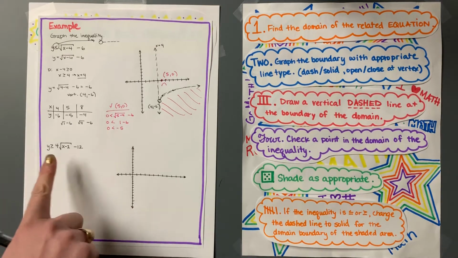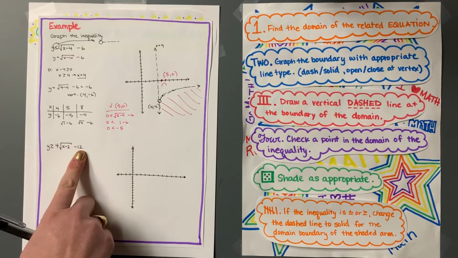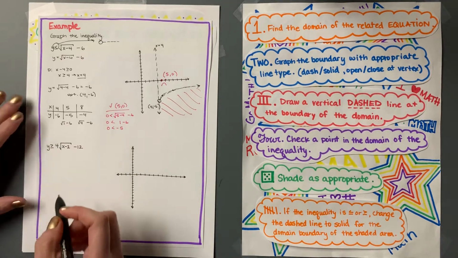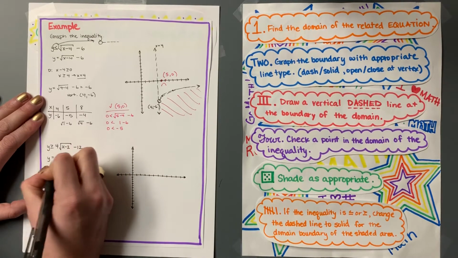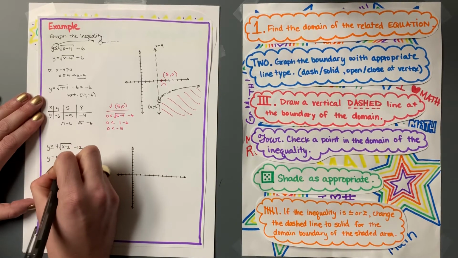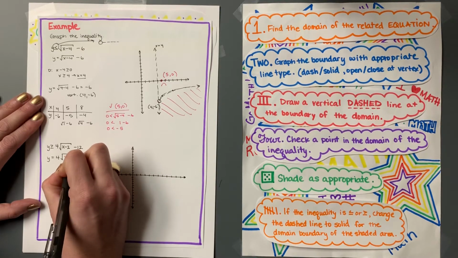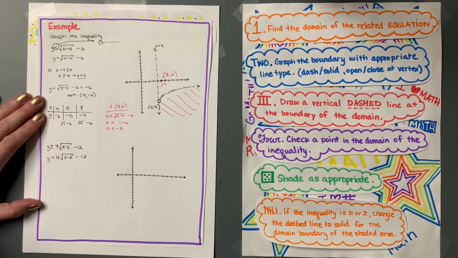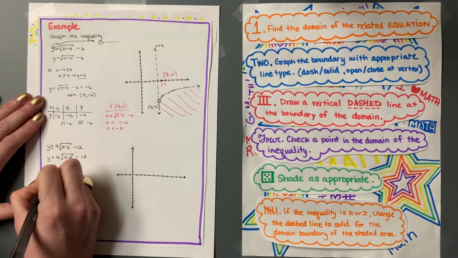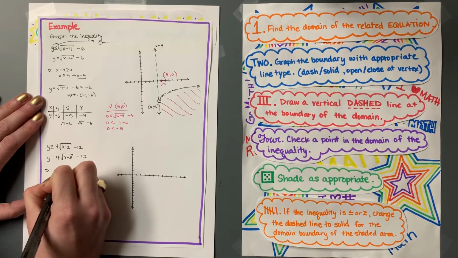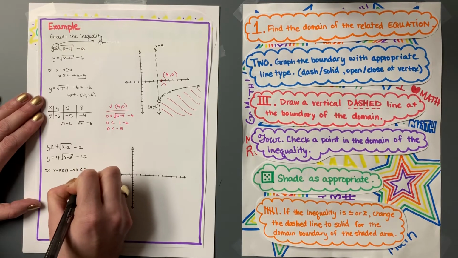We have y is greater than or equal to 4 times the square root of x minus 2 minus 12. So I need to find the domain of this. I'm going to start by finding the related equation, and that is y is equal to 4 times the square root of x minus 2 minus 12. So the domain of this is that x minus 2 needs to be greater than or equal to 0. So that is x is greater than or equal to 2.